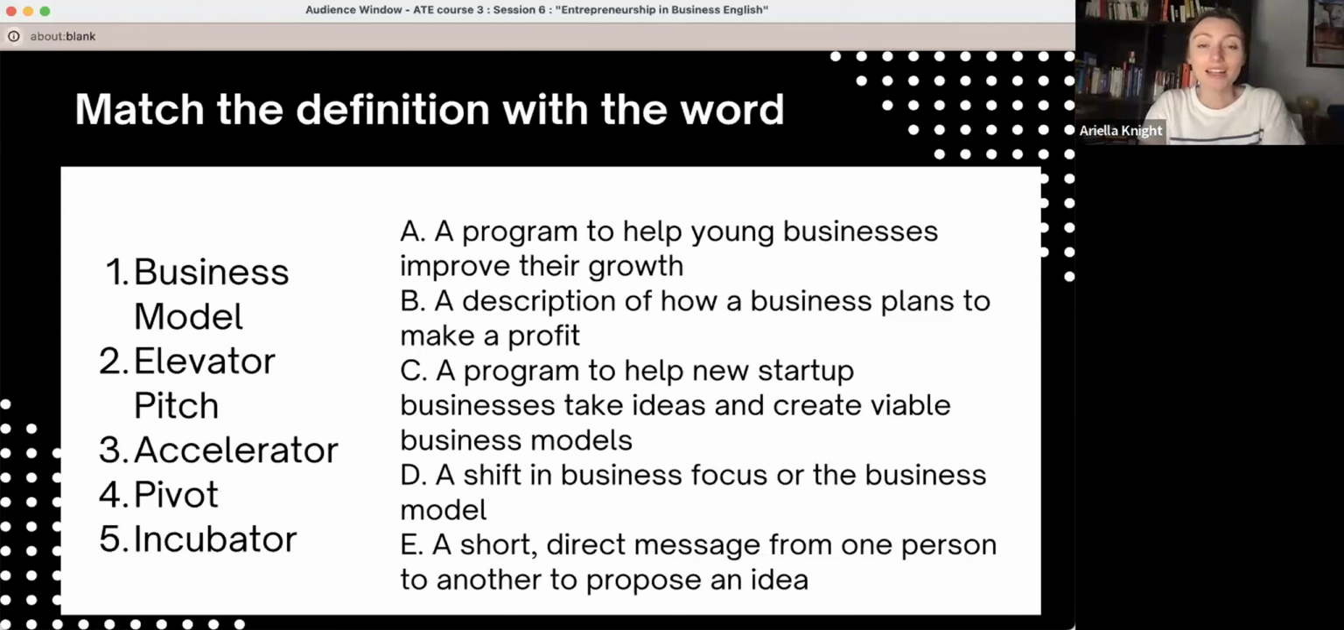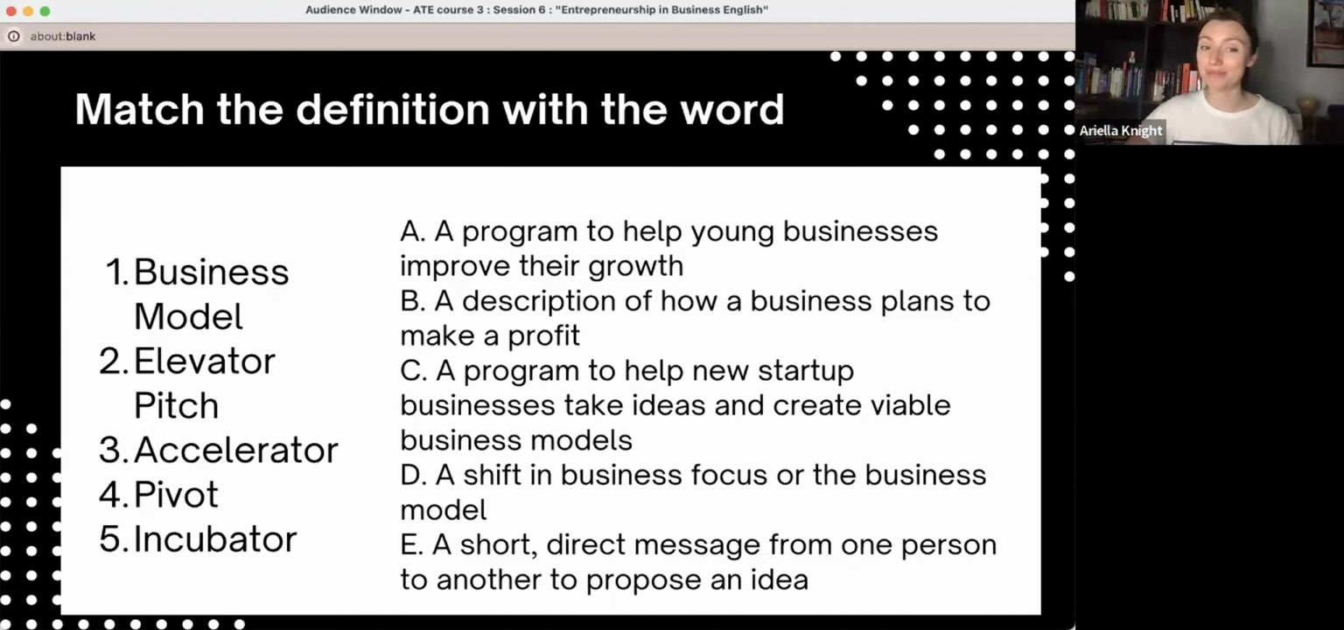Great. Number 3, this is a hard one, accelerator. What letter is accelerator? Okay, I have A coming in. A. C. This is the hardest one, yeah, because A and C, I think you've discovered those are accelerator and incubator.